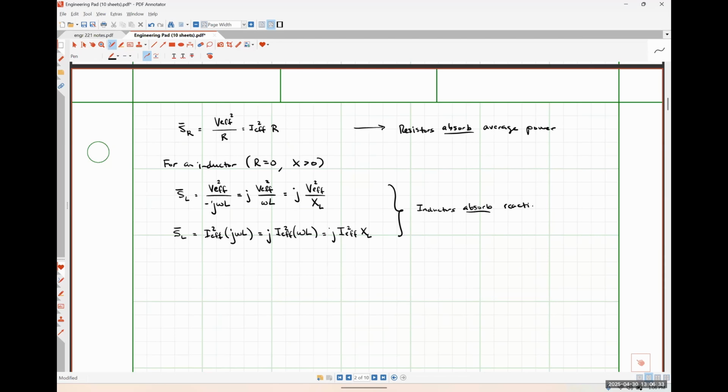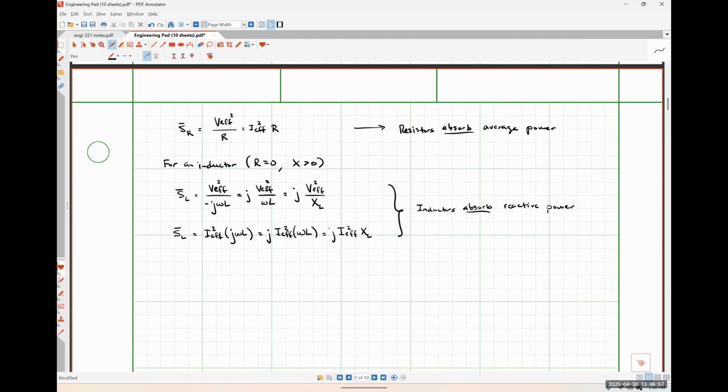reactive power, okay? So what I mean by that specifically is we can see that our complex power absorbed by our inductors is purely imaginary. There is no real part, right? So there's not a real part plus J imaginary part. We just have J in our imaginary part, okay?